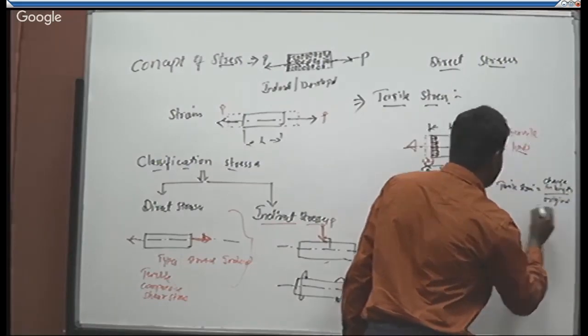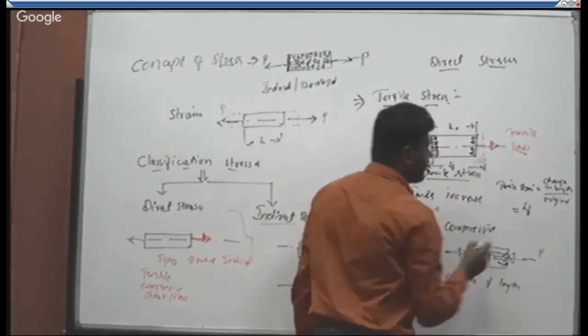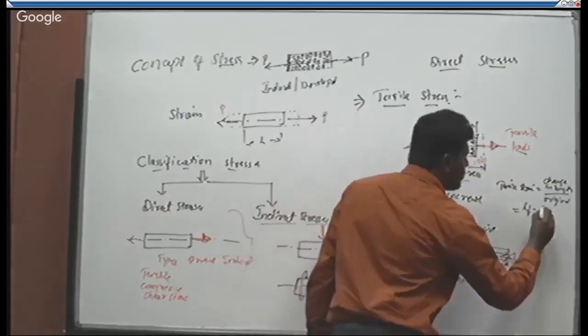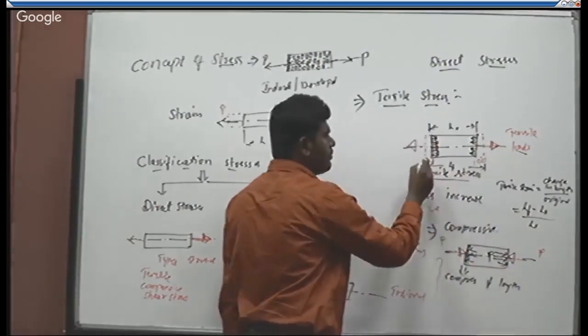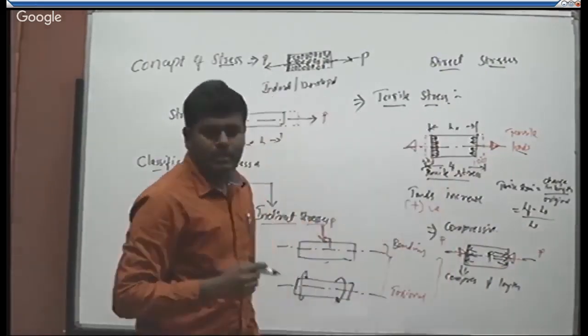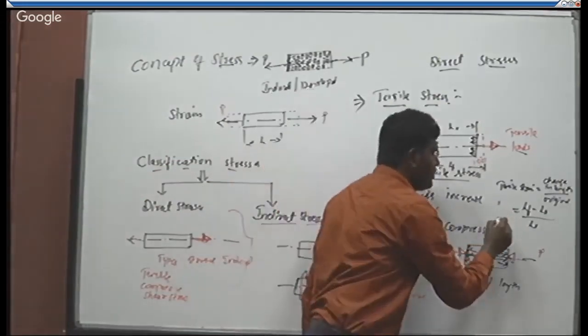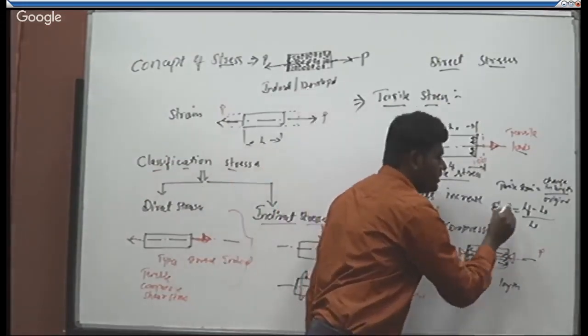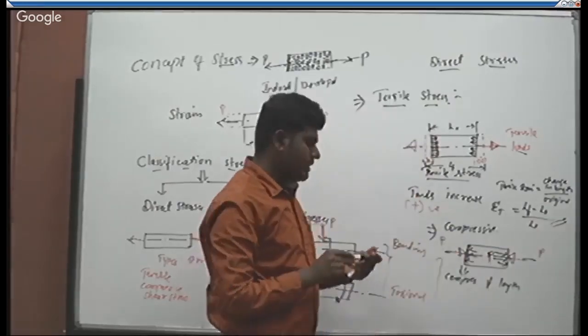So here the change in length is the final length due to the action of external load minus the original length, divided by the original length. So that will give you the extension that has occurred due to the action of these tensile loads. This ratio will give you the tensile strain epsilon T due to the action of the corresponding tensile stresses.